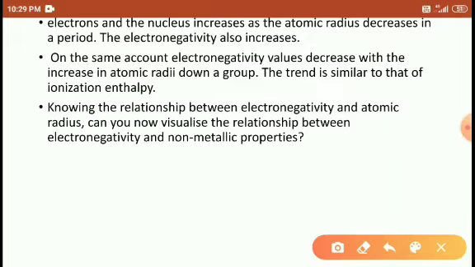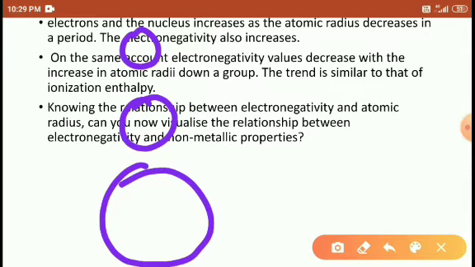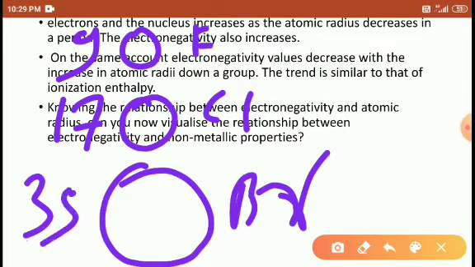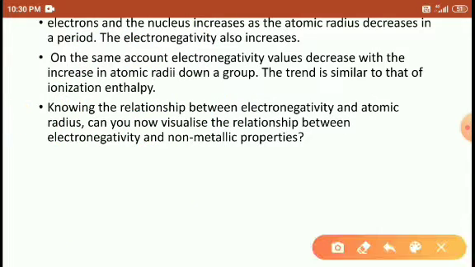On the same account, the electronegativity value decreases with increased atomic radii down the group. The atomic radii increases, electronegativity decreases. For example, fluorine, chlorine, bromine, like this. As the atomic number increases, for example 9, 17, 35, the radius increases. Radius increases, the electronegativity decreases. Similar to the ionization enthalpy.